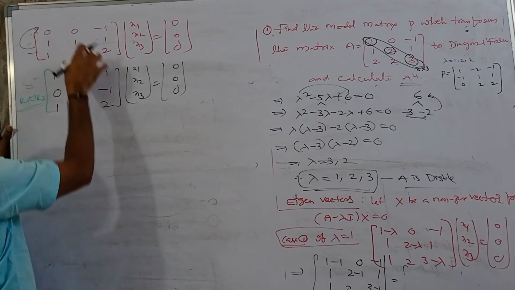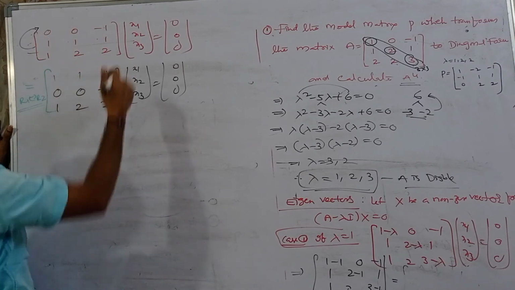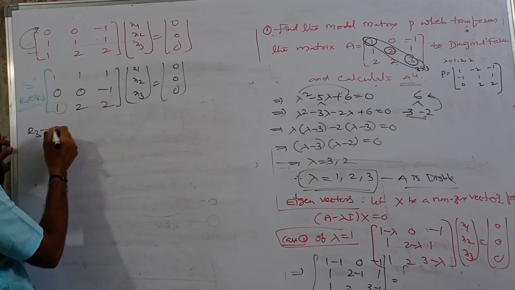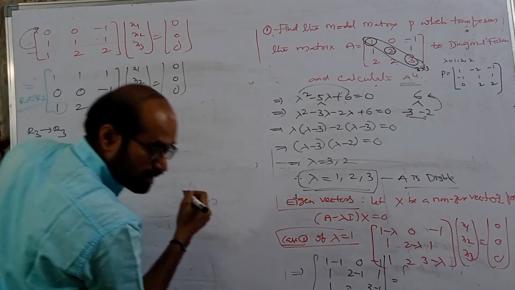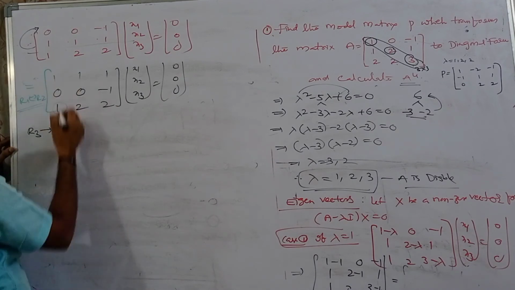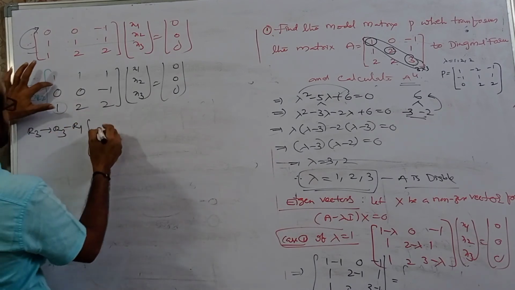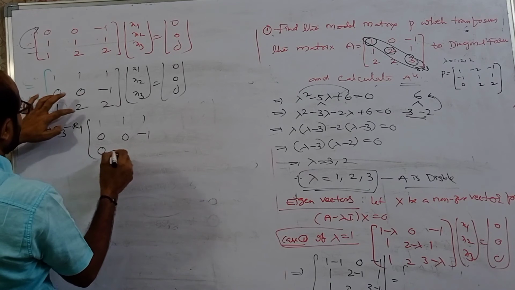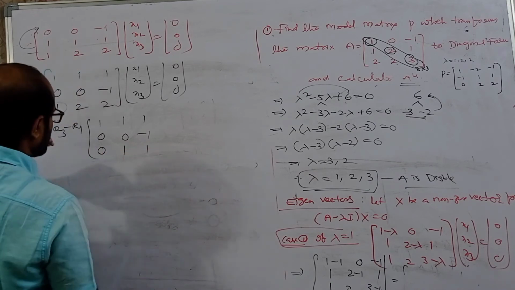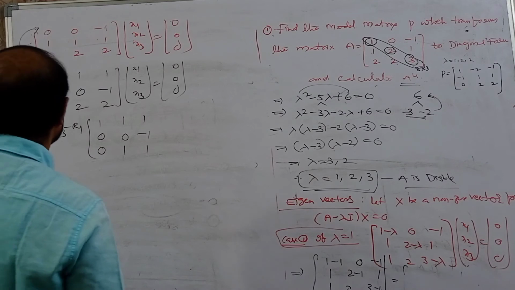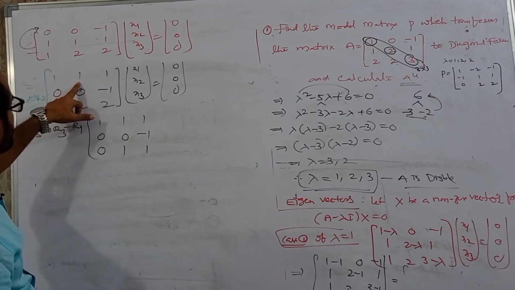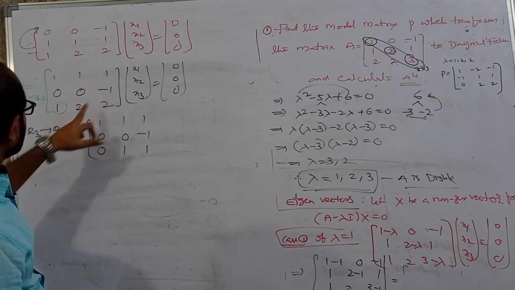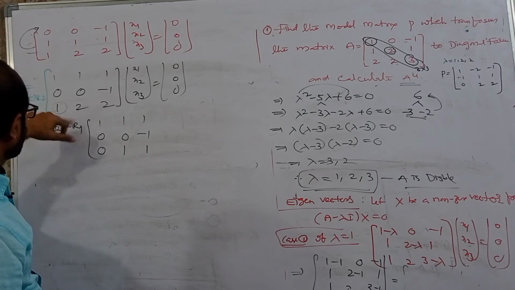So the R2 row I am writing in the R1 place, 1 1 1, and in the second place 1 2 2. Now I want to make this 0, so R3 becomes R3 minus R1. 1 1 1, 0 0 minus 1 is already there. R3 minus R1: 0, 2 minus 1 is 1, 2 minus 1 is 1, you will get, right? 1 1 1, 0 0 minus 1, 1 2 2.